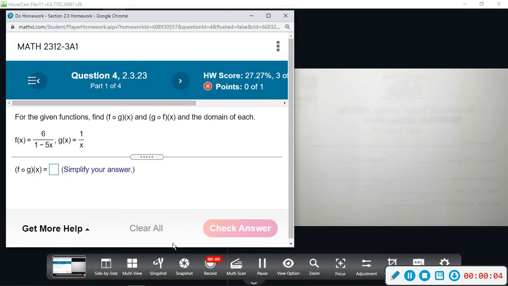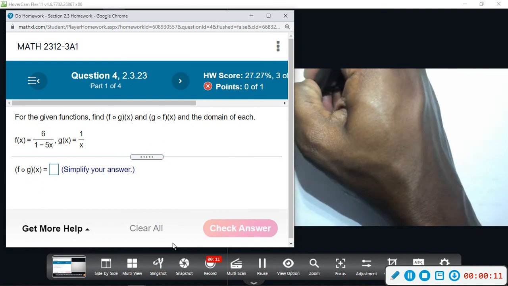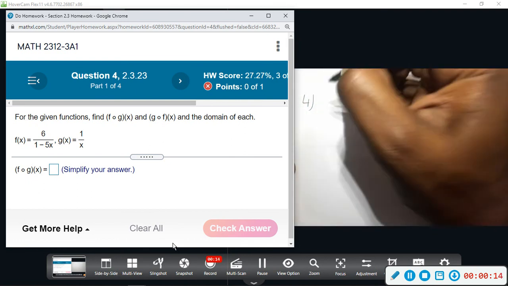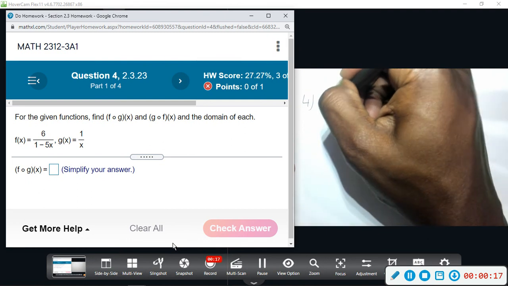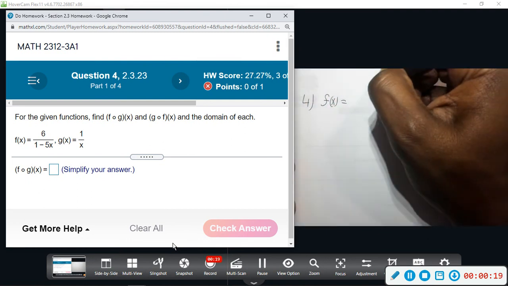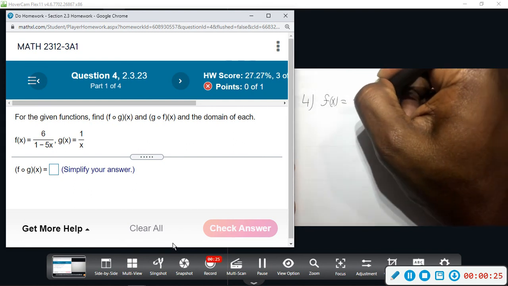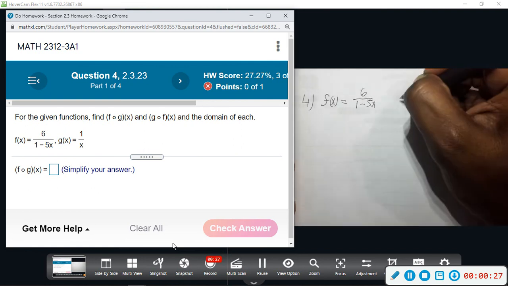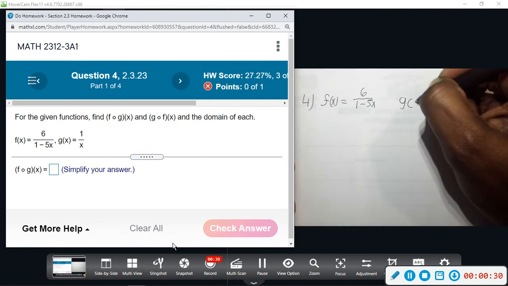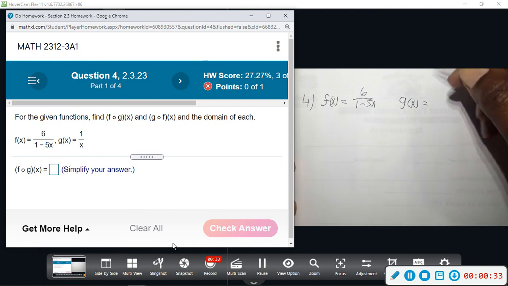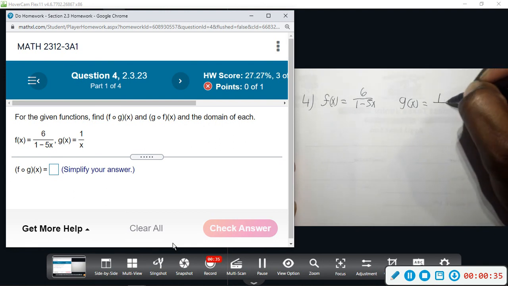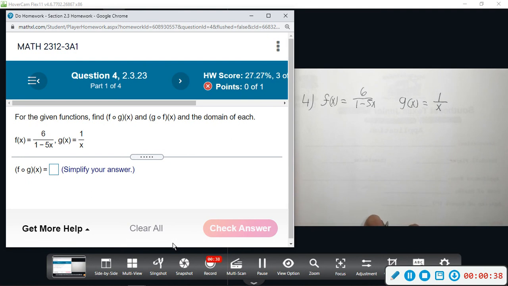Okay, number 4, again, we're going to find f of g of x and g of f, and the domain of each. So this time, f of x is 6 over 1 minus 5x, and g of x is just 1 divided by x. Okay, so find the domain of each of them individually.